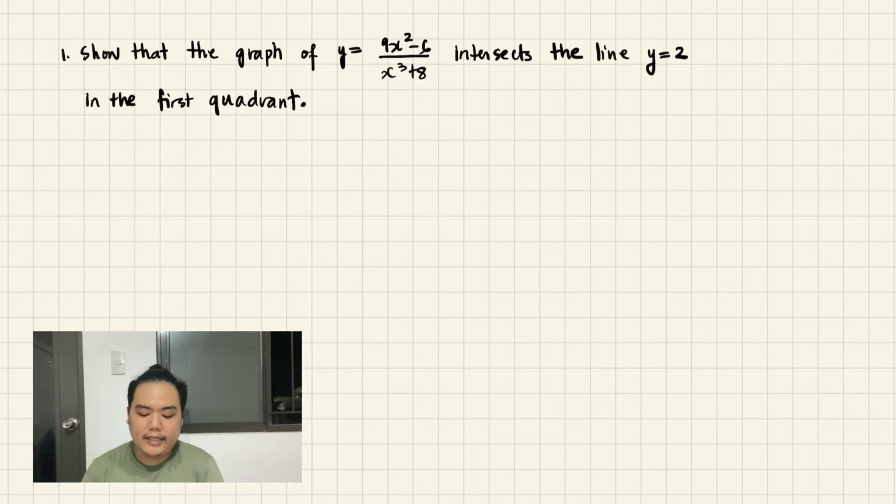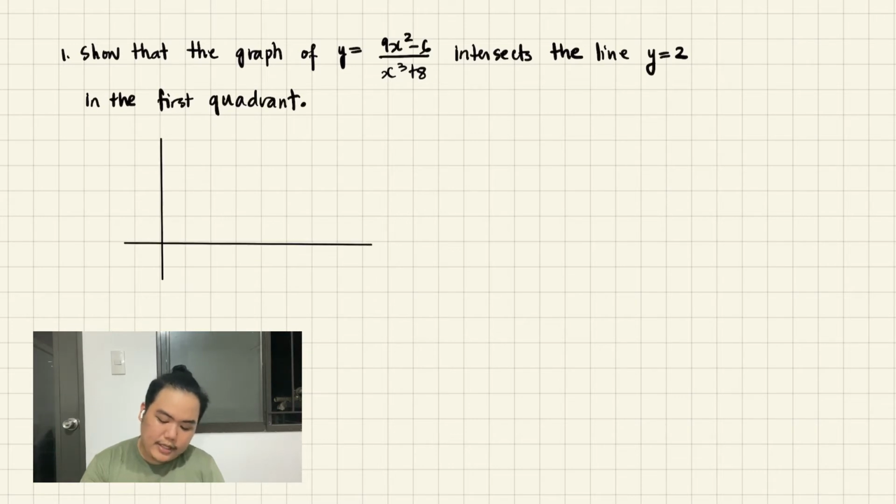Let's try this problem using the intermediate value theorem. Let us show that the graph of this intersects the line y equal to 2 in the first quadrant. Mas madali siya for me talaga kapag nagdo-drawing para visual. What can you say about this function? Diba ang kailangan natin ma-check ay kung continuous ba yung function mo doon sa some open interval. Yun yung gagawin natin dito.